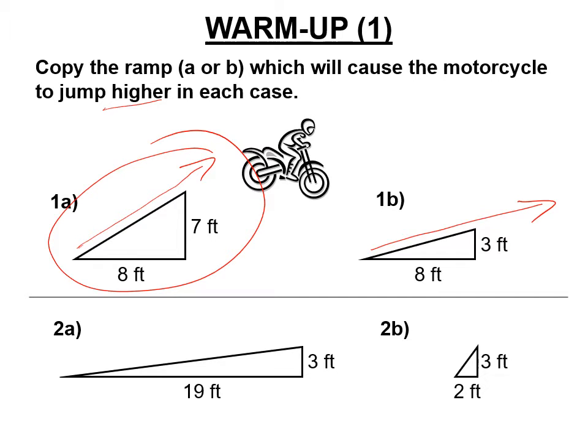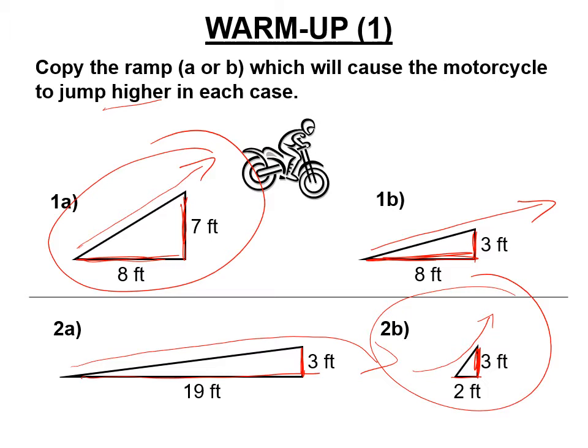Now, in number one, both of the ramps had the same length at the bottom, but they had different heights. And the one with the higher height made it jump higher. Now let's look at the harder version. Both of these in number two have the same height, but they have different lengths. So which one do you think would make you jump higher? Now this one, I think you would go sort of like that. This one, assuming you can get up the ramp, would do that, I think. And so I think B, assuming you can get enough speed up there, would make you jump higher.